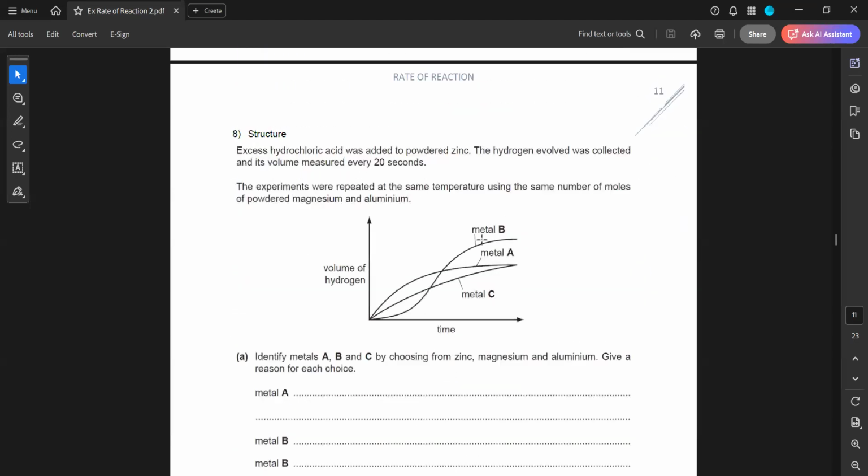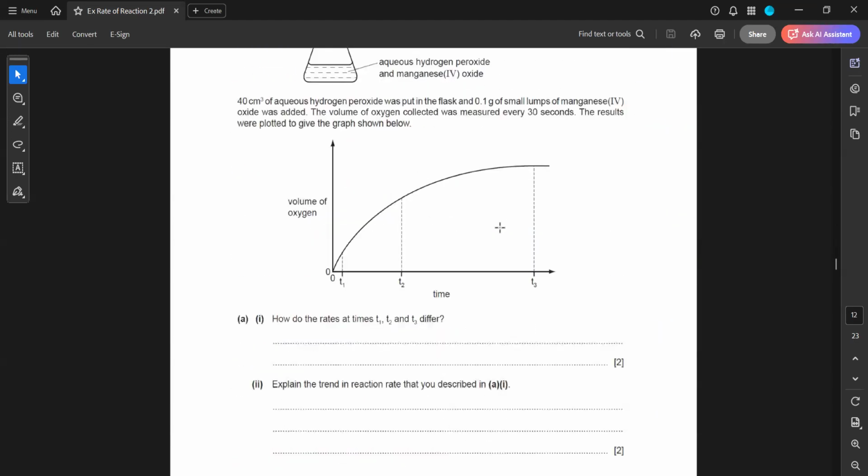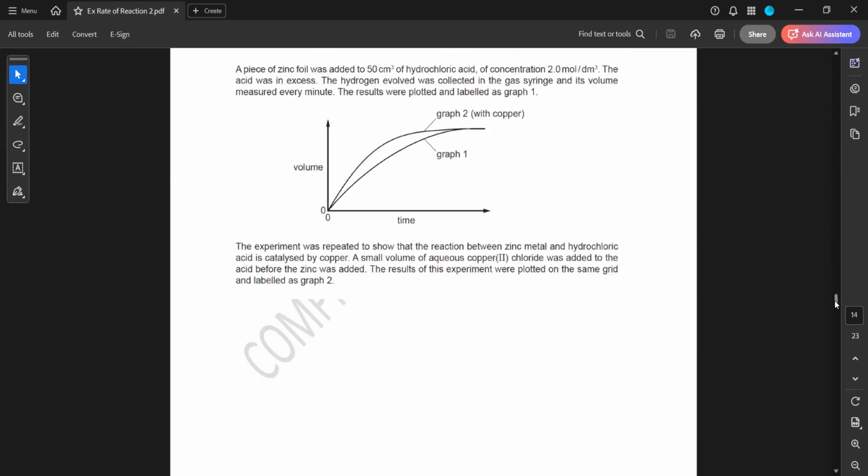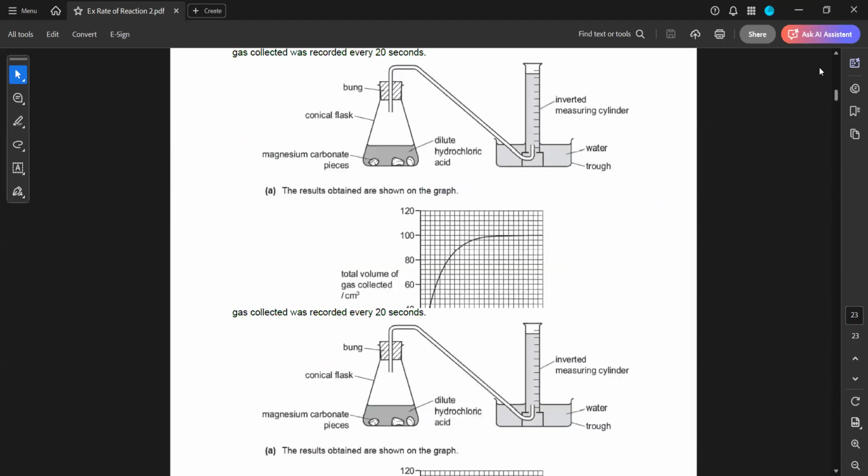Is it clear? Yes, sir. So different questions from the same exercise, a variety of questions are there related to the rate or the speed of a chemical reaction.